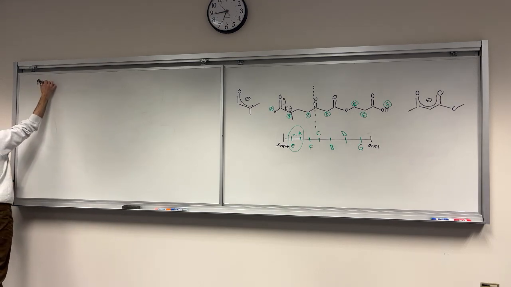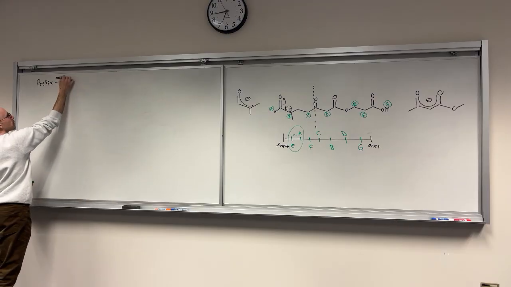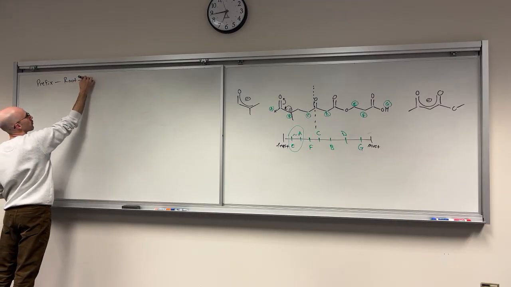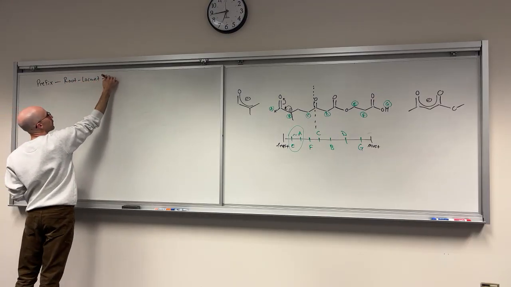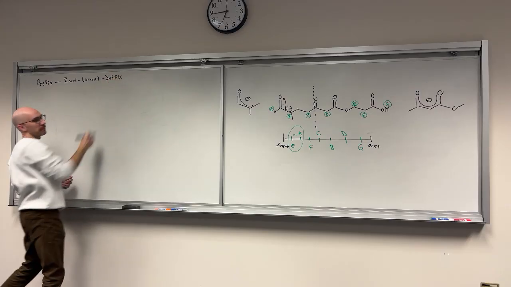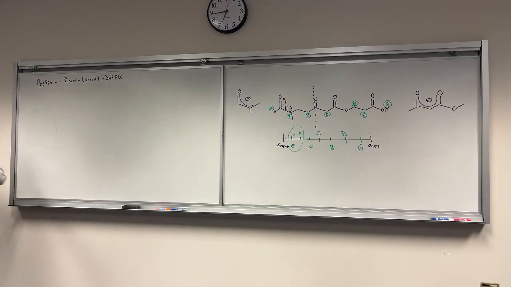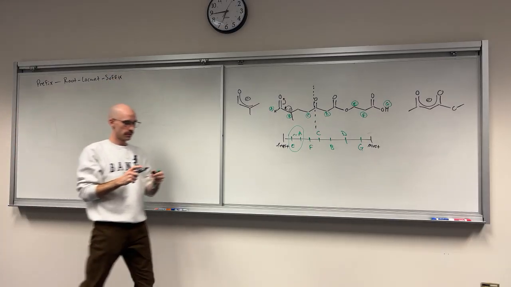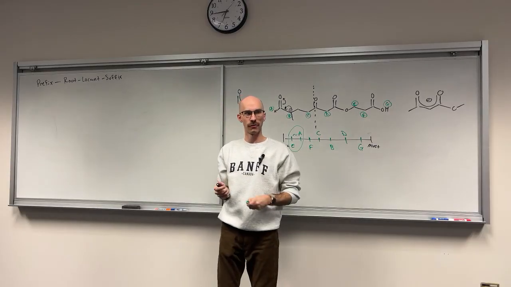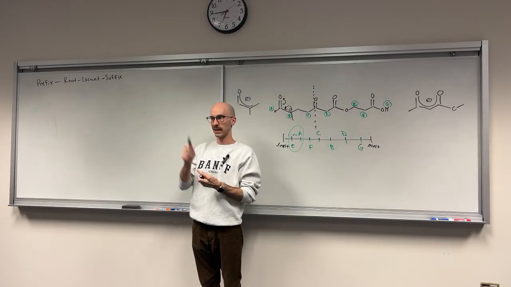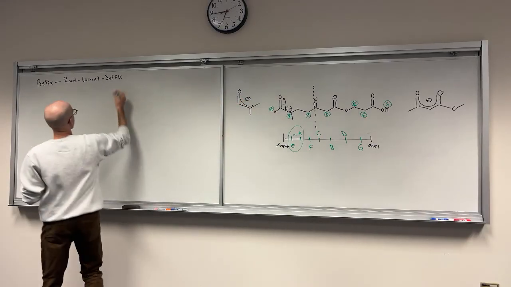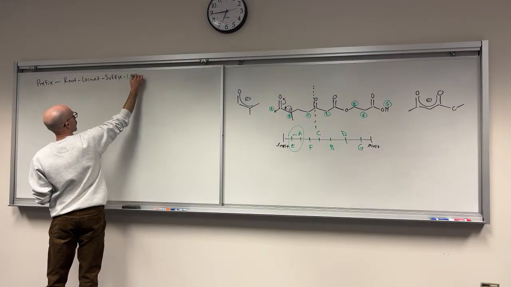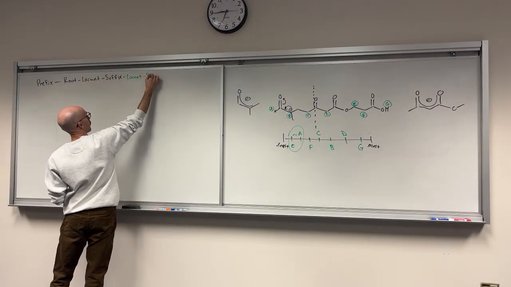All right. Let's see. The generic form of a name contains the prefix, the root, the locant, and the suffix. But I like to add into this another locant and a suffix stopper.